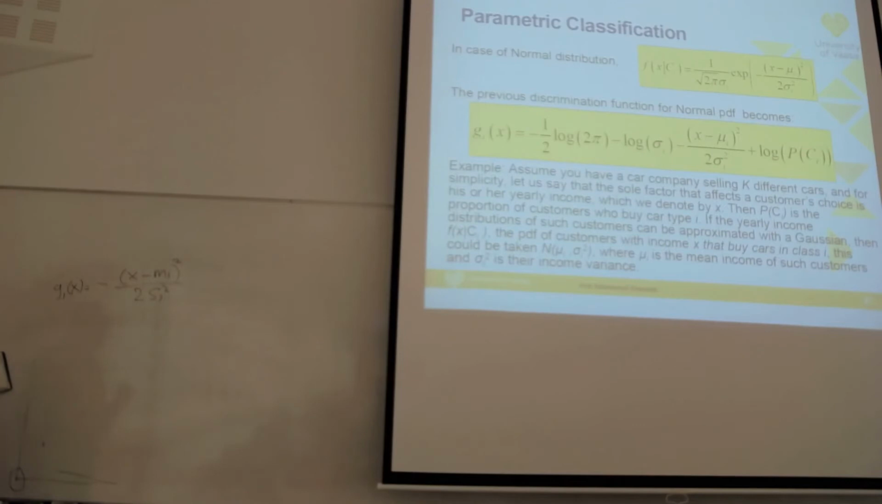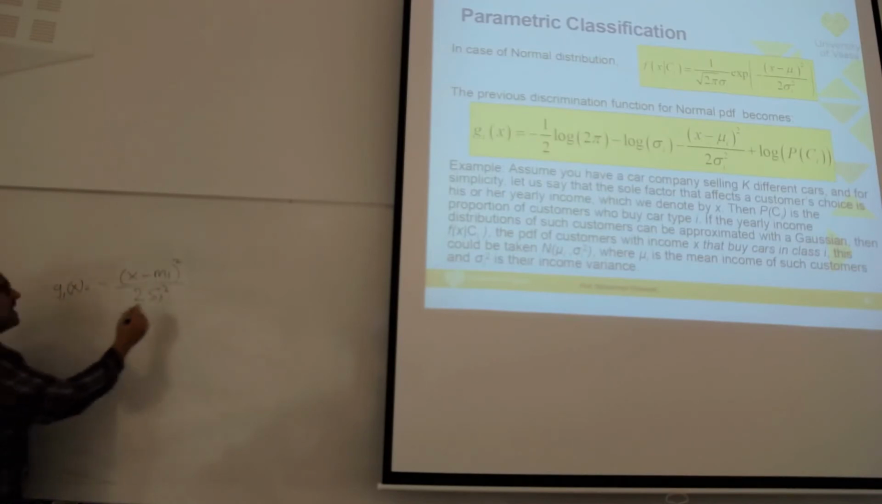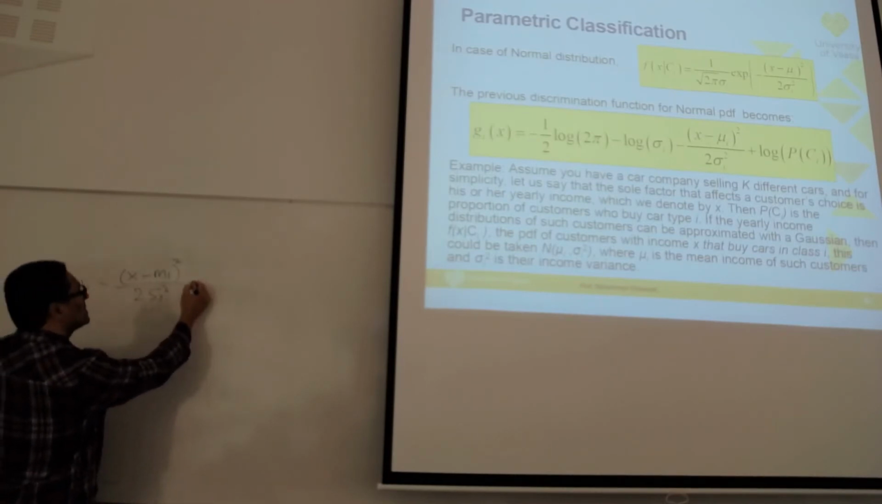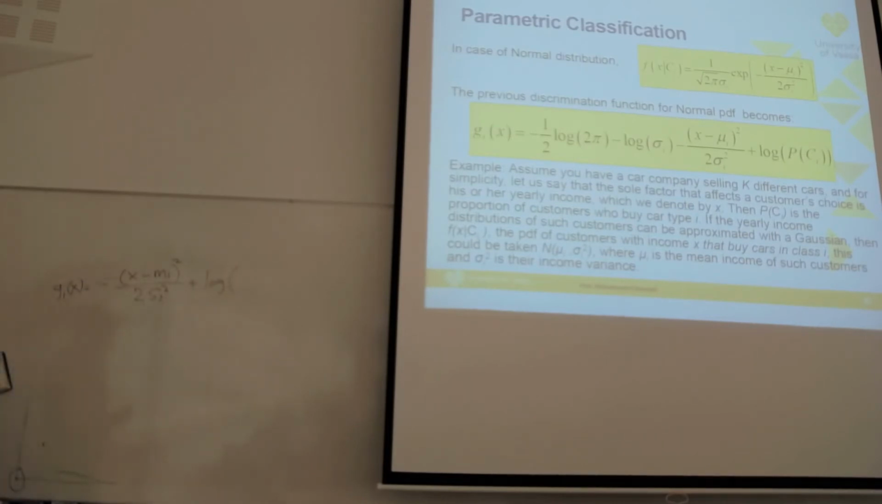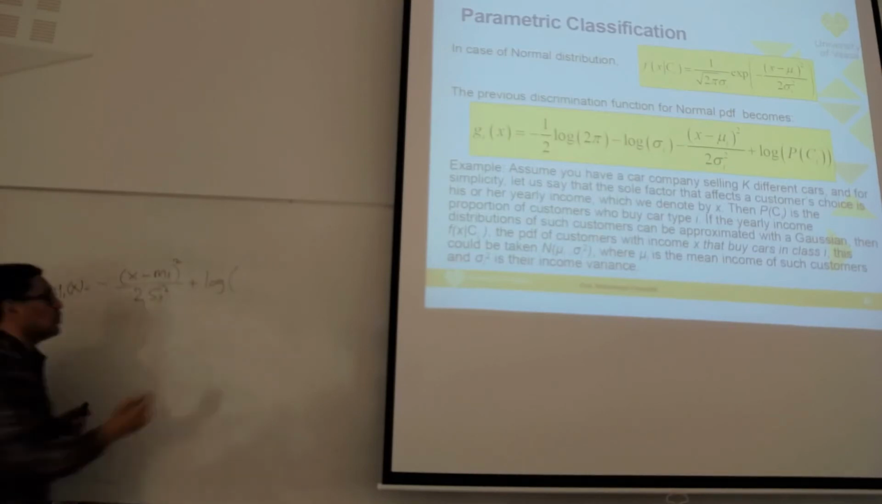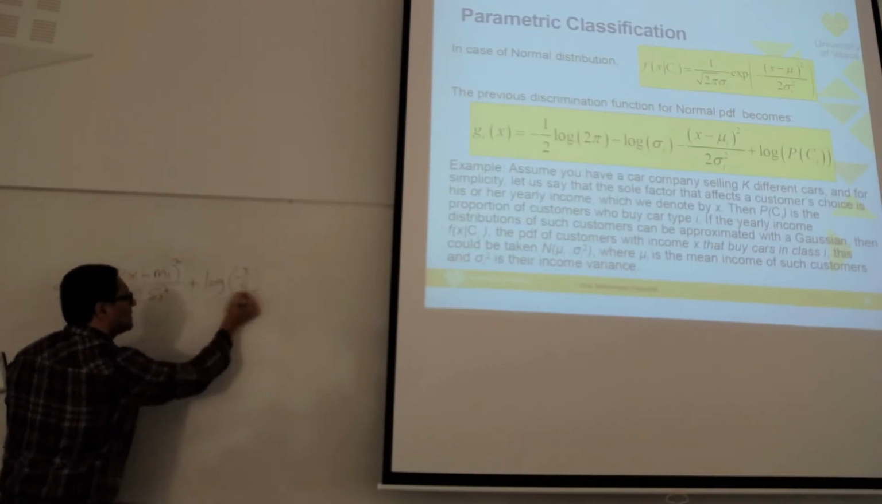Why didn't I use sigma i square? Sigma i square is assumed to be the actual sigma that we don't know. We have just finite data, where we estimated this M1 and S1 square. Then plus log of the probability of C1. How many elements did we have in C1? 3. And the data? 6 data. So it will be 3 divided by 6.